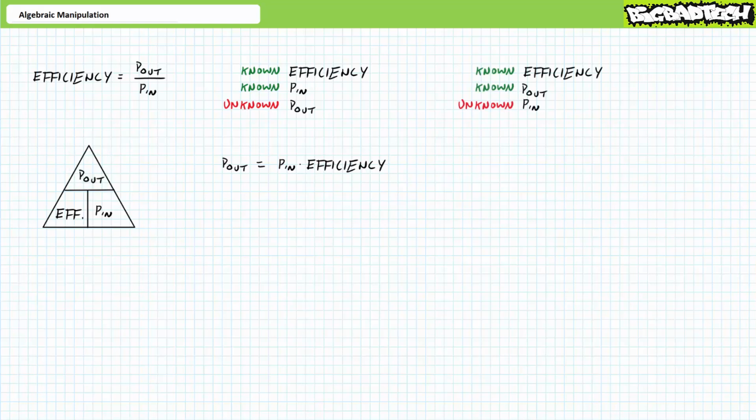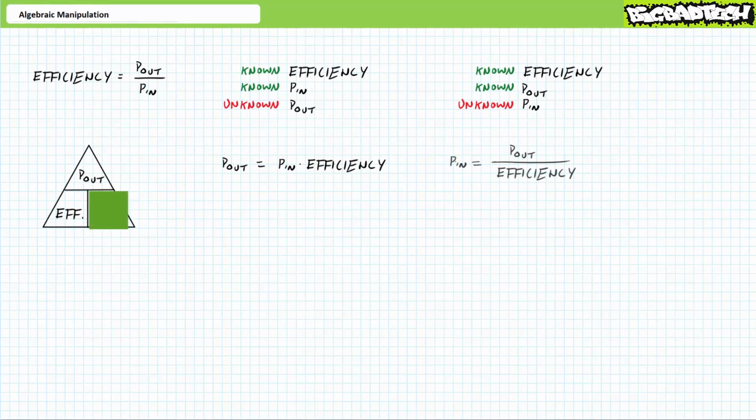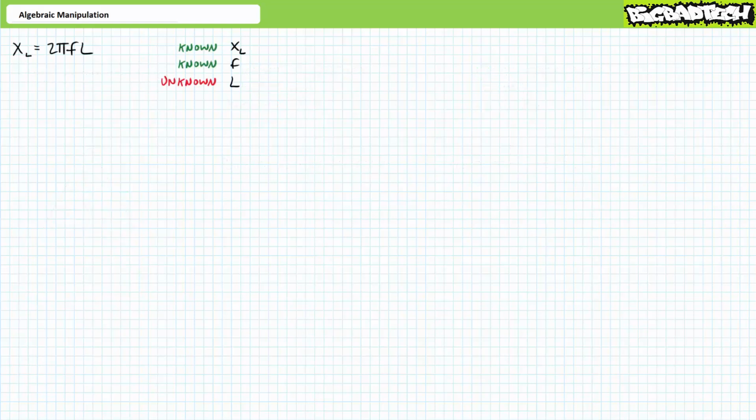The next problem asks us to solve for P in given known properties P out and efficiency. Cover up P in. P in is equal to P out over efficiency, because P out is over efficiency. Our next problem demonstrates that x sub L is equal to 2 pi times F times L. We're being asked to solve for unknown property L in terms of the known properties F and x sub L.